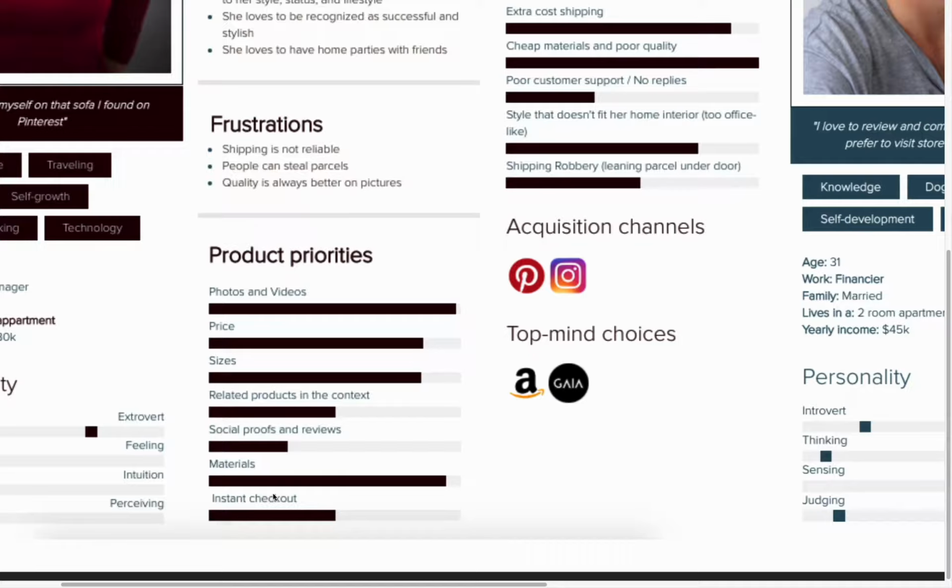She will not wait until she comes back, think about it again, compare to other things. She will immediately check out. So yes, she's the one who will need one-click checkout without registering a profile.